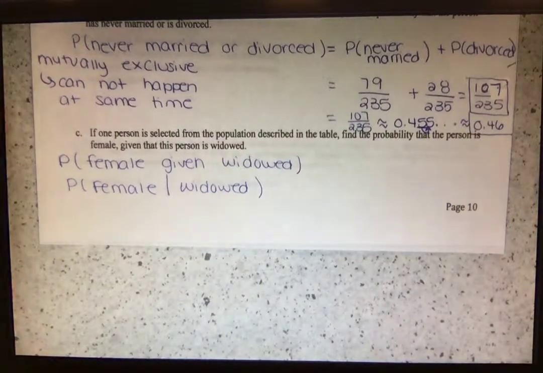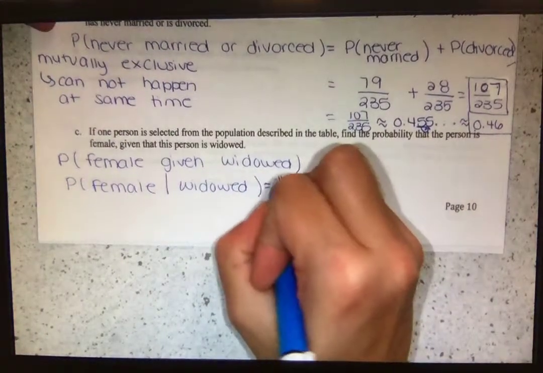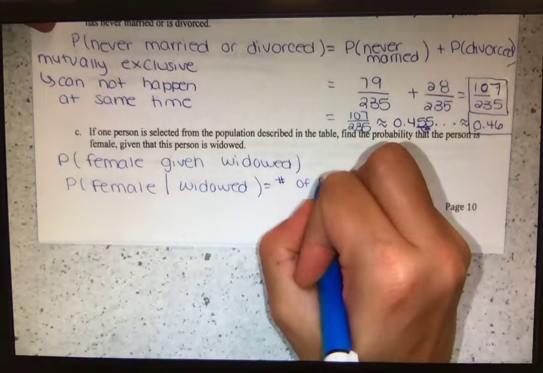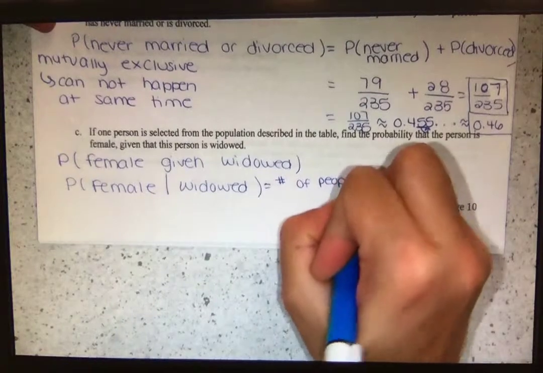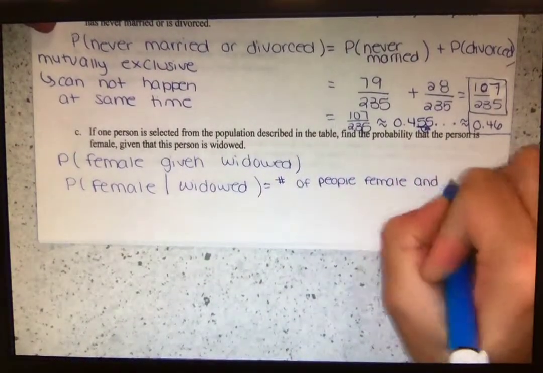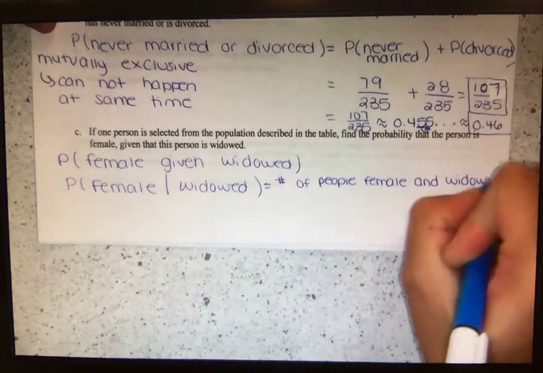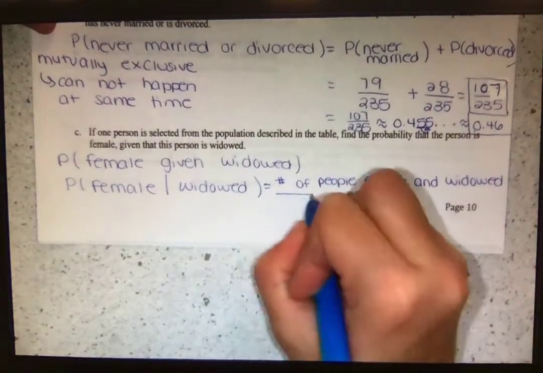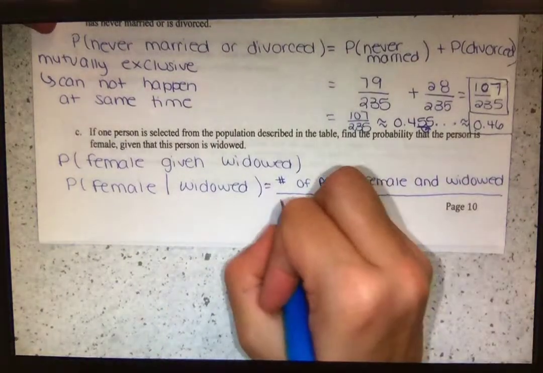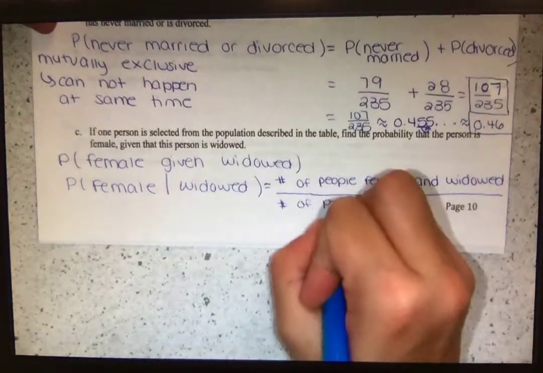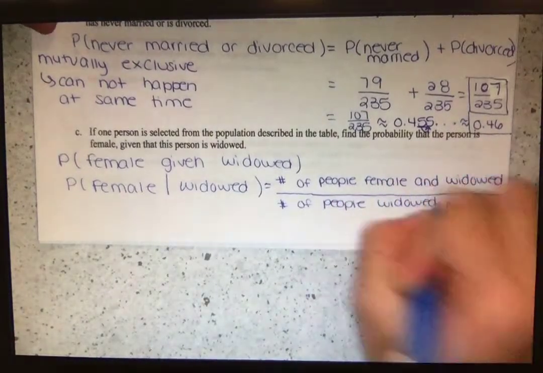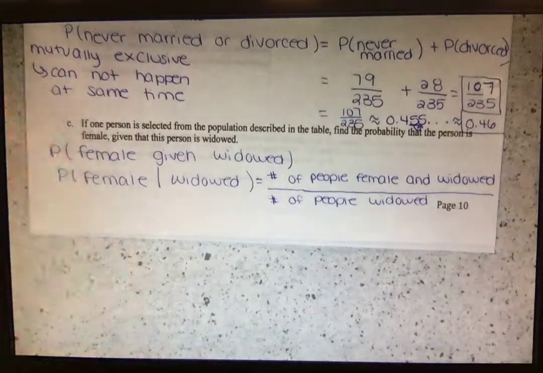For conditional probability, we're going to find the number of people that are female and widowed, divided by the number of people widowed. And that was our formula from the first page that we talked about.